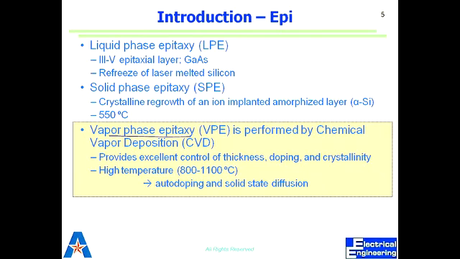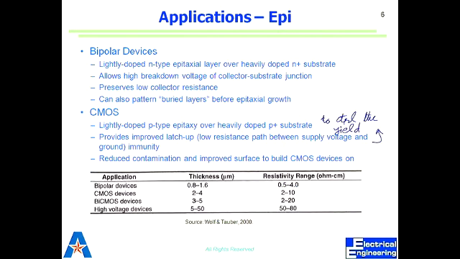And auto-doping is where they would get released from the surface and reinsert from the top, changing the concentration in different places. So where do we use that? Of course, bipolar devices, where we have heavily doped N-type and we grow P lightly doped on top of that.